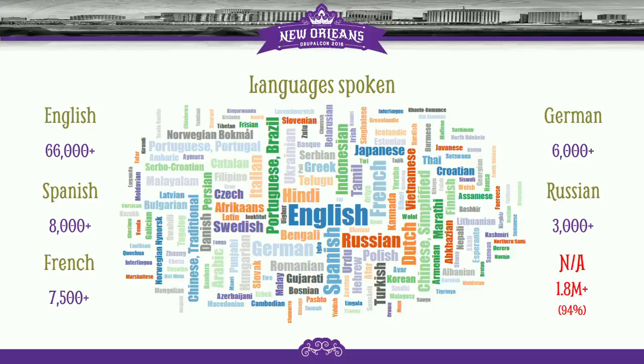So, languages spoken by users on D.O. Again, English, there's no surprise there. English is the highest, with 66,000 users saying they speak English. Around 8,000 say Spanish, French, German, and Russian. So English is almost 8 times compared to other languages. But if you look at the amount of users that have not specified the language, 1.8 million users, these numbers are very small, which makes this sample size too small to really discern anything. It's just a number for now.